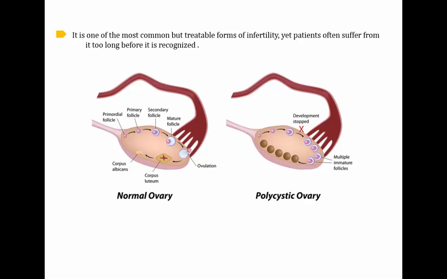But in a polycystic ovary, what happens? The primary follicles develop, and after a certain development, the process of maturation of the follicle is stopped. So it changes into a cystic appearance. It appears as cysts in the ovary, and finally it gives the appearance of a cystic ovary.